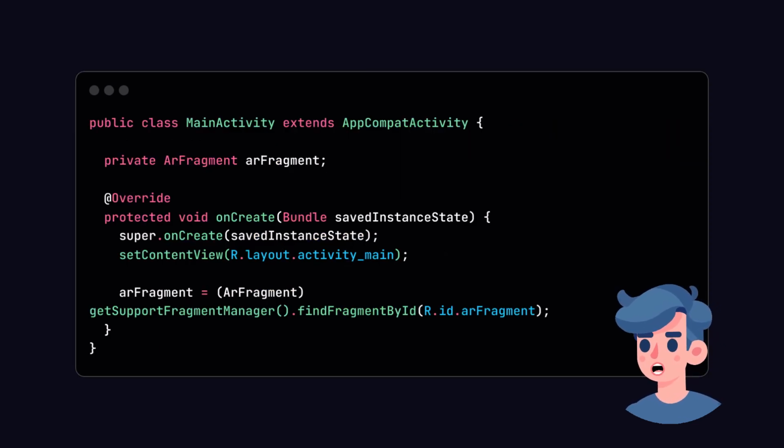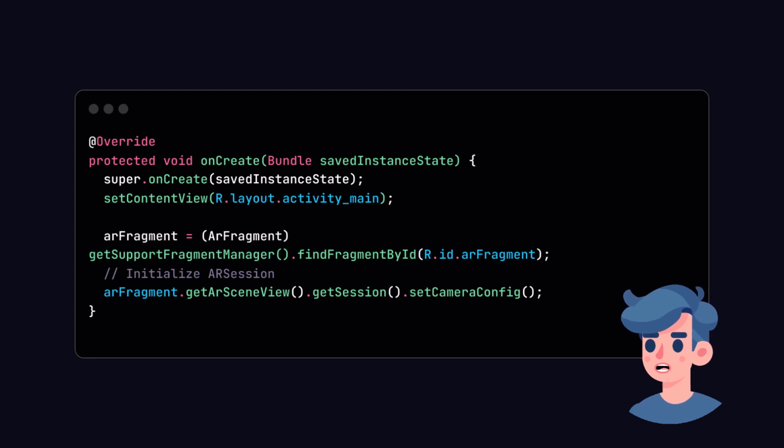Next, we'll implement the AR functionality in the MainActivity.java. First, we need to set up the AR fragment and the scene when the activity is created. Let's start by obtaining a reference to the AR fragment we just defined. Now, we need to initialize the ARCore session that will handle the camera and motion tracking. Update your onCreate method to handle this.